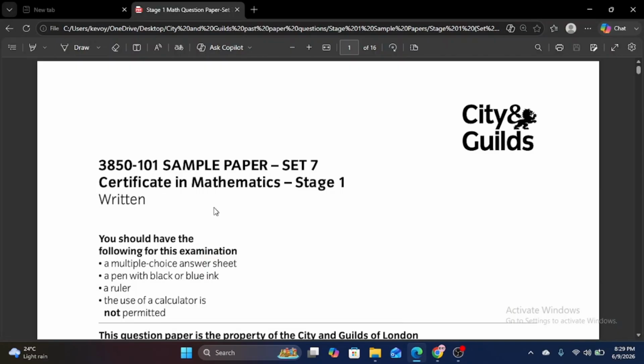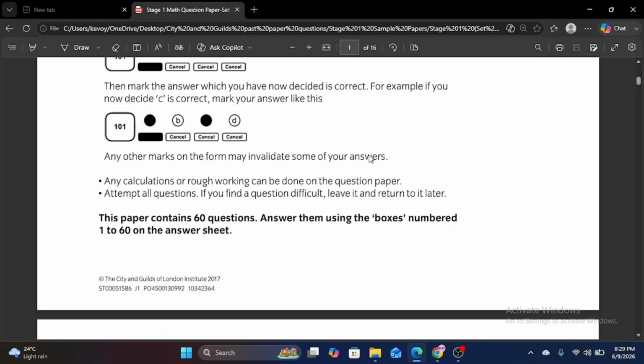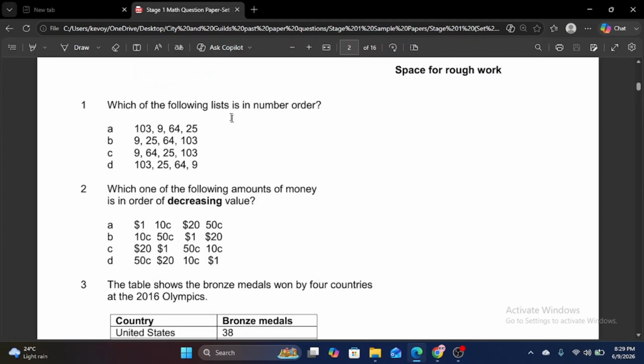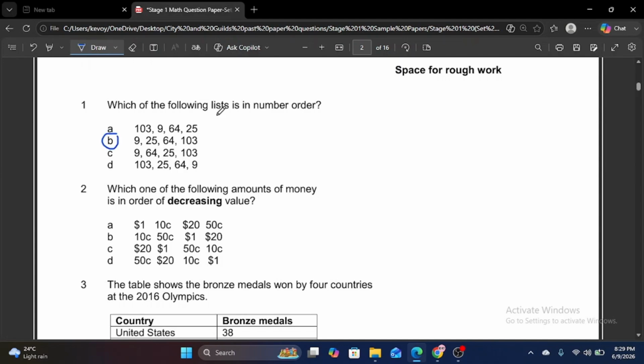Okay, so let's look at the sample paper for stage 1 City and Guilds. Alright, so let's look at number 1. Which of the following lists is in number order? Number order is just like the regular ascending order, smallest to largest. So that one right there is just going to be 9, 25, 64, 103. So that is the answer right there. If you see number order, just know that they mean normal ascending order from smallest to largest.